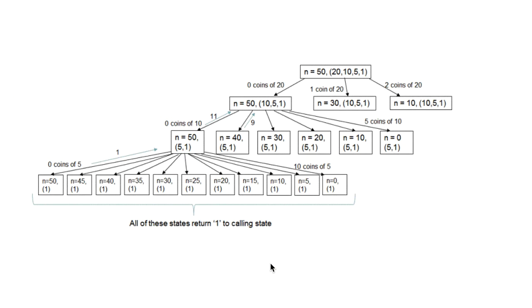If I have to make 50 with 20, 10, 5, 1, then I have two options: either to include 20 or not to include 20. If I include 20, then there are 3 possible combinations: 1 coin of 20, or 2 coins of 20. So you get this.